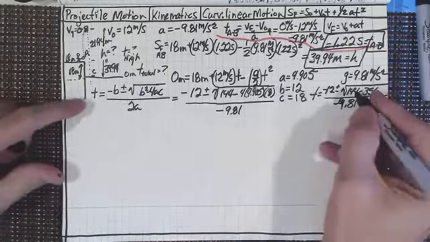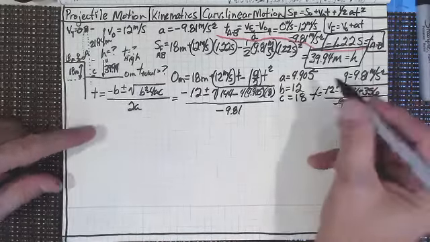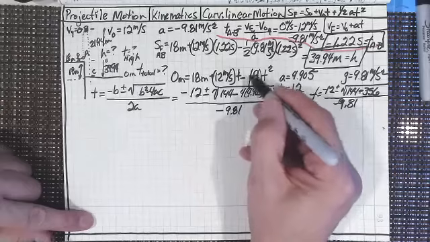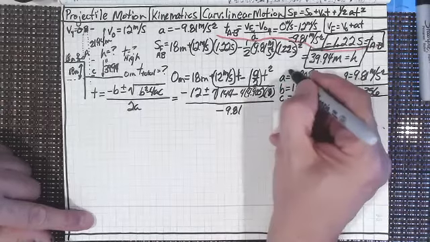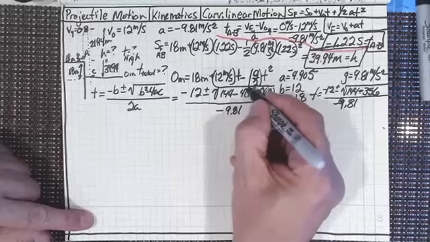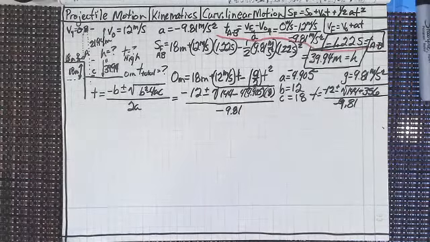Oh, that's supposed to be a plus, isn't it? Minus, because this is minus 4.9. Sorry, that's a minus 4.9. So let's put the minus in there, and that of course makes that a plus, and that makes that a minus. So thank God.